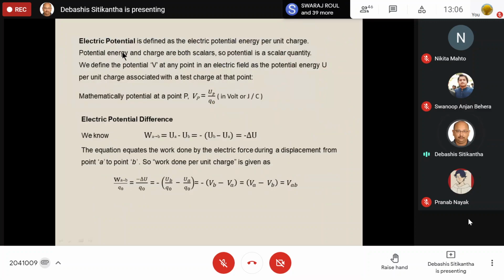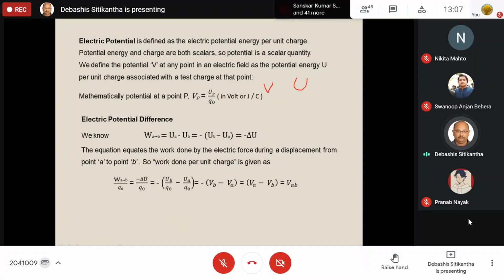Next comes your electric potential. So obviously we'll go for a formal definition of this one. Over here it is written that electric potential is defined as the potential energy per unit charge. Very simple thing. So as we all know, the potential energy is given by the letter U, capital U.